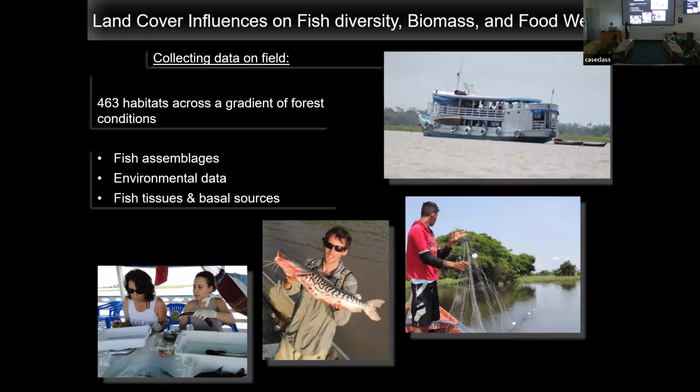Here we were collecting tissues, and in the habitats, we collected major basal sources of production. And that was for the food web component of the study that we developed using stable isotope analysis. But this is a topic for another talk. I'm not gonna discuss these results today. I will just focus on the fish diversity and biomass.